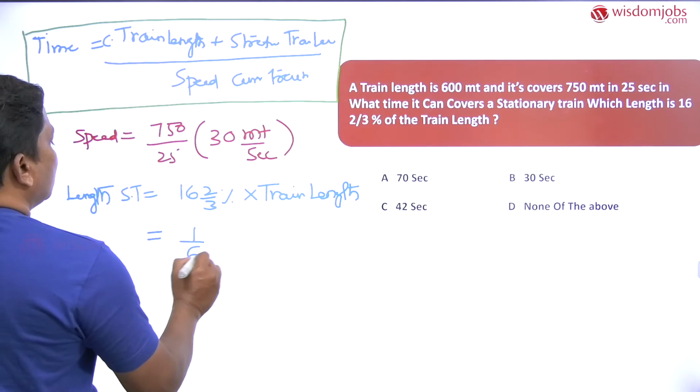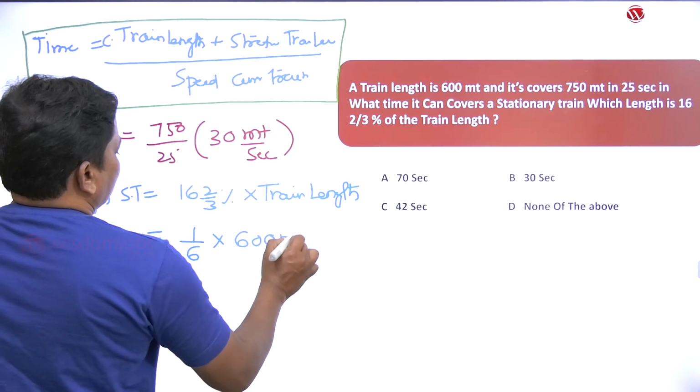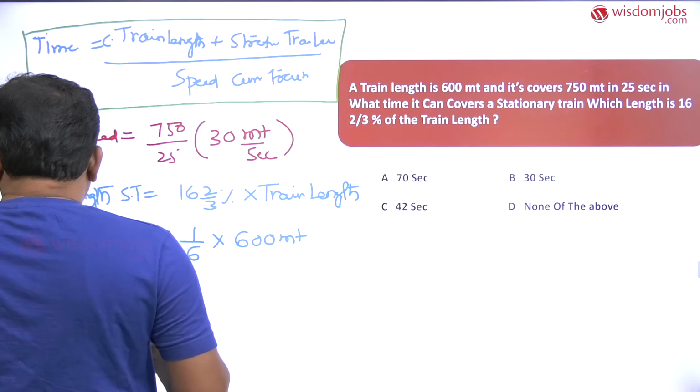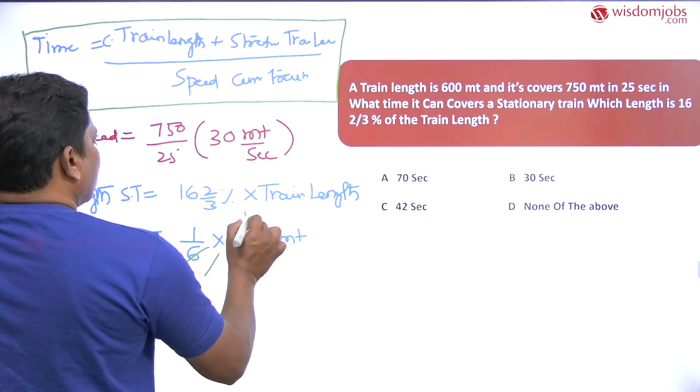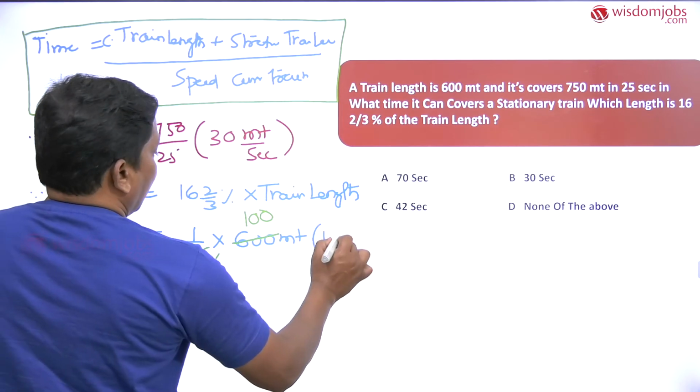Dear students, 1/6 of the length of the train, which is 600 meters, is 6 ones over 600. That equals the length of the stationary train, which is nothing but 100 meters.